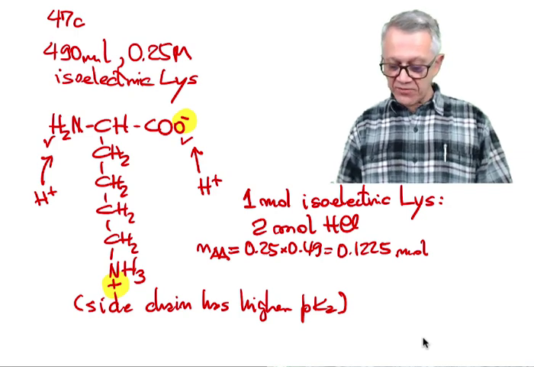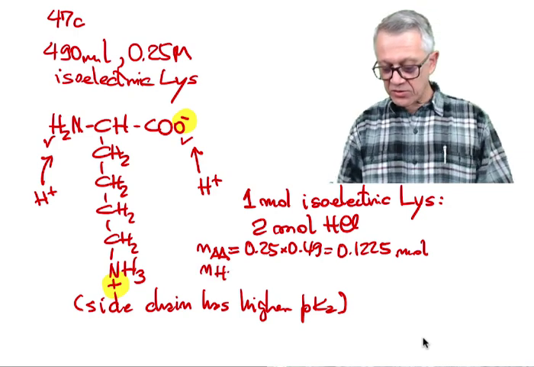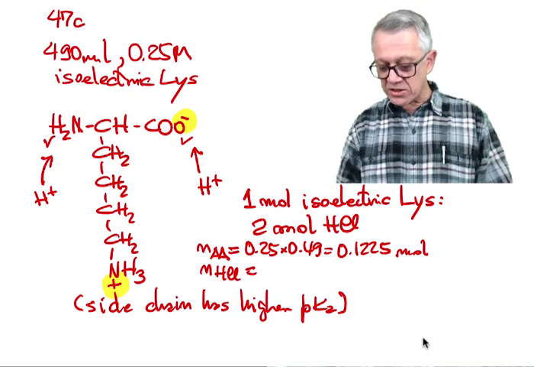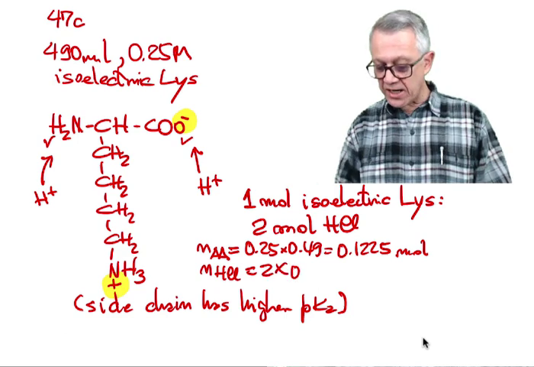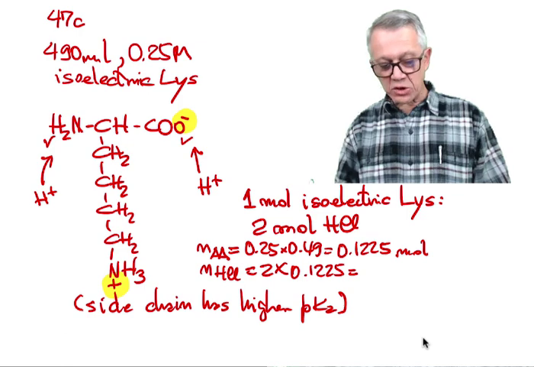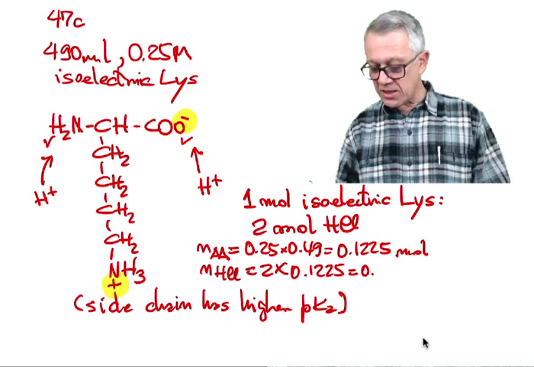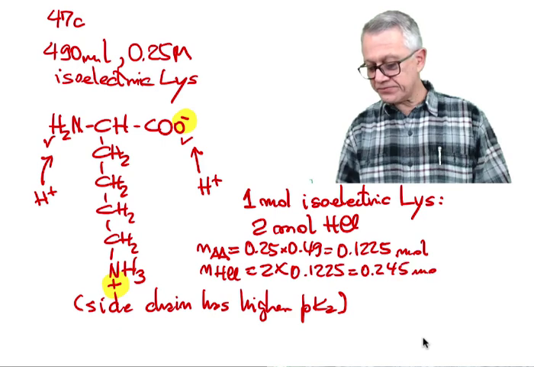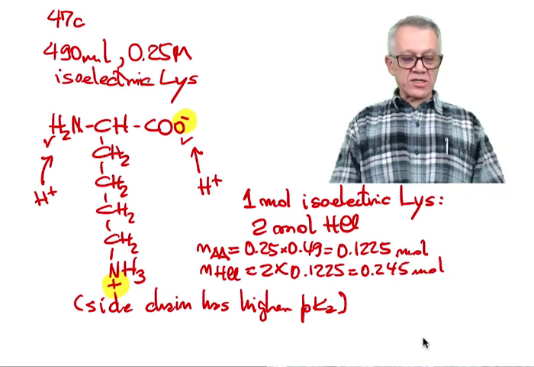Then the number of moles of HCl is going to be twice as much as that. So it's going to be 2 times 0.1225, which in this case gives 0.245 moles. All right. So that's the number of moles.